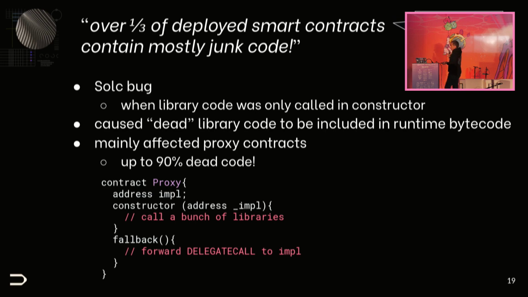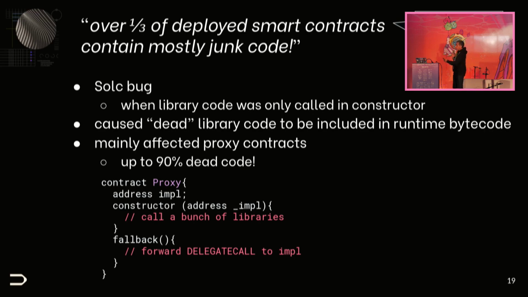And this is particularly important for small contracts like proxies. So if you have little proxies that basically have this shape here, and I don't have a pointer, it seems, they have a constructor that calls a bunch of libraries, but then they have code that just forwards to an implementation, and they never need these libraries again.